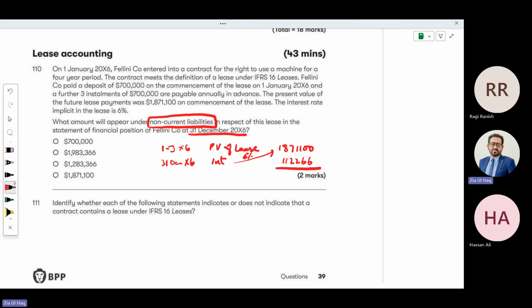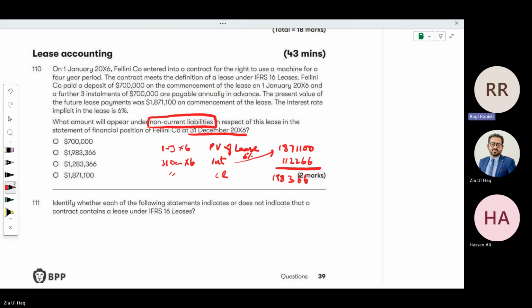We need to add interest or subtract interest. By adding this, what is the amount? 1983366. So this is the closing liability at 31st December 20x6. But we need to see what is non-current and what is current in this amount.